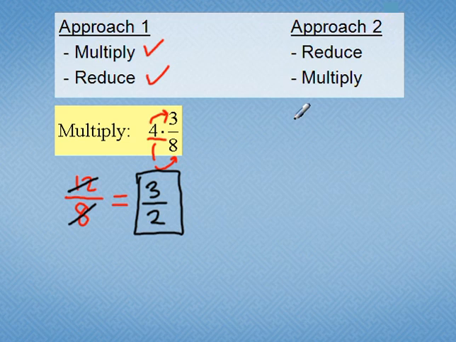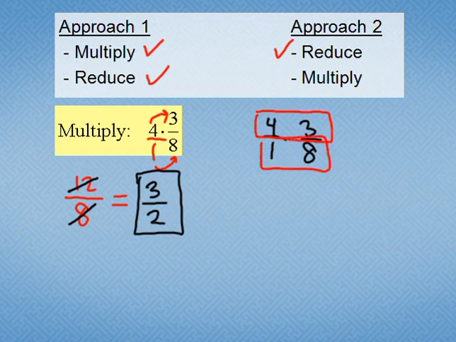Let's try approach number 2 to see how it's different. We got 4 over 1 times 3 over 8. Now instead of multiplying first, that would be straight across, we're going to reduce first. Let me change pen colors. The only thing to keep in mind when reducing is you can always reduce anything in the numerator with anything in the denominator. So it's always top to bottom and never side to side. So let's look for a number up here that we can reduce with a number down here. And I see 4 and 8 can both be divided by 4, so let's reduce each of these by 4. 4 divided by 4 is 1, and 8 divided by 4 is 2.